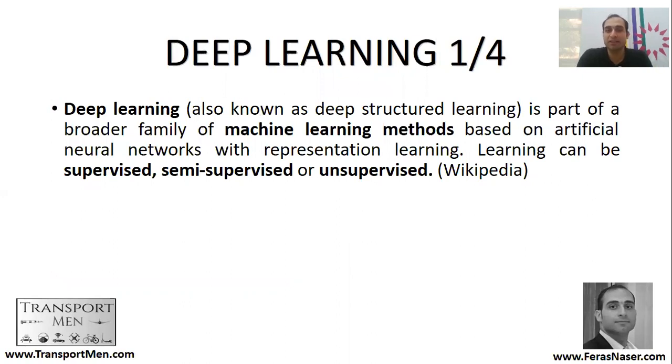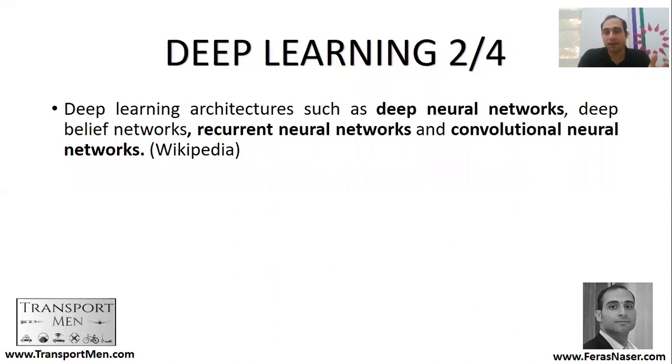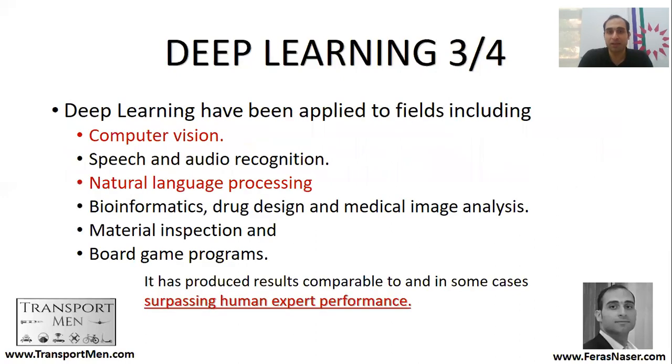So deep learning, what is deep learning? Deep learning is part of the broader family of machine learning methods and is based on artificial neural networks. And there is supervised, semi-supervised, and unsupervised learning. There are several architectures for deep learning. One of them is deep neural networks, convolutional neural networks, recurrent neural networks, and many, many others.